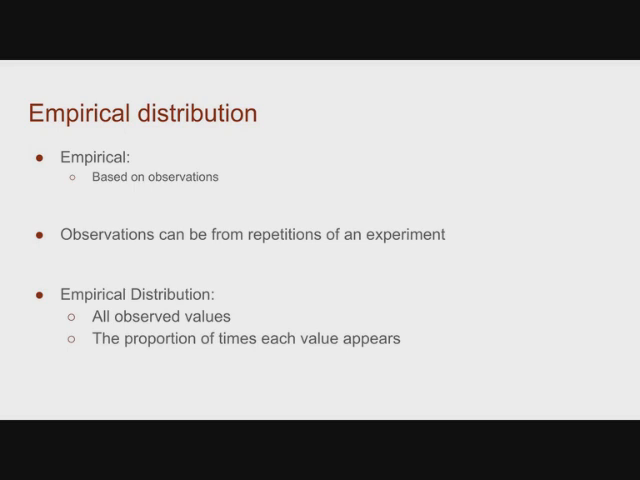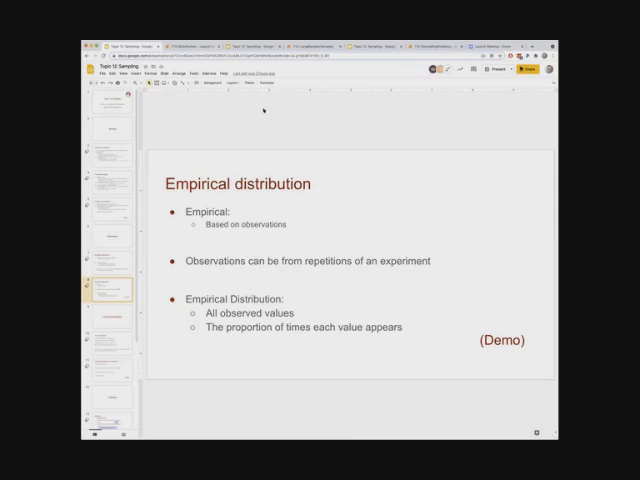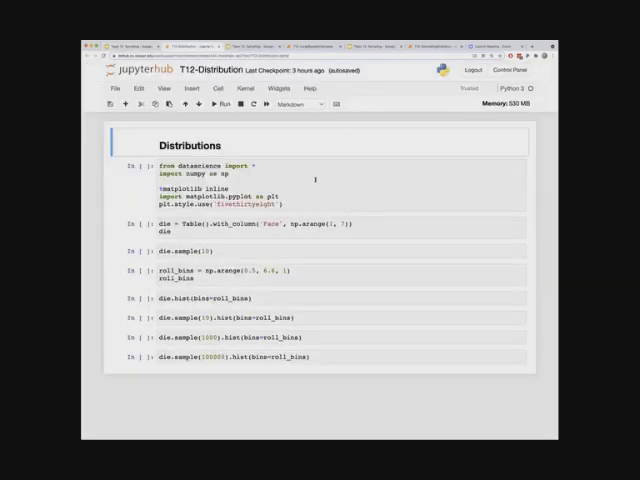And plotting it out as a histogram will give us the proportion of each value that appears. Okay. And let's see that in demo form. And while I'm setting it up, is that all? Any questions? Feel free. Okay.